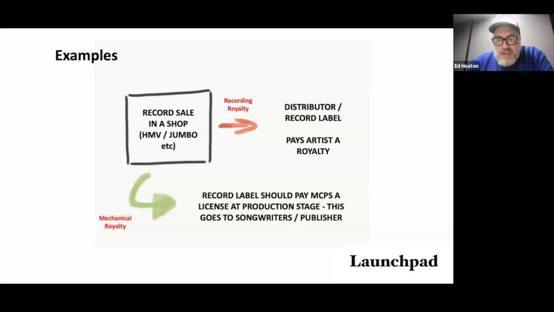And this is where the fun starts happening. So a record label should pay MCPS a license at production stage. This goes to the songwriters and publishers. So basically, this is what we call a mechanical royalty, and it's getting paid to the songwriter for allowing their music to be reproduced onto a format.